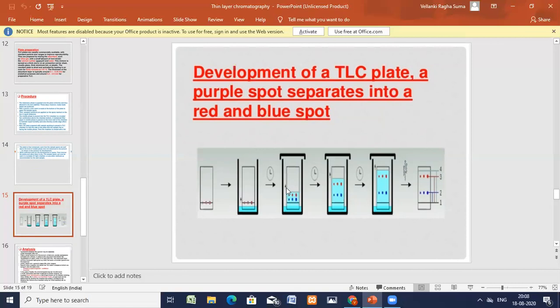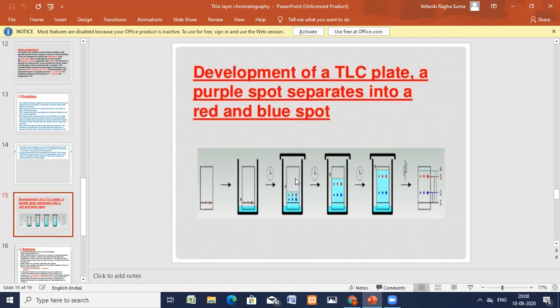Here it maintains a saturated environment. The mobile phase is absorbed by the adsorbent stationary phase, and thereby the mobile phase moves. As it moves, it touches the sample mixture components, and they have different speeds, so they move with different speeds.